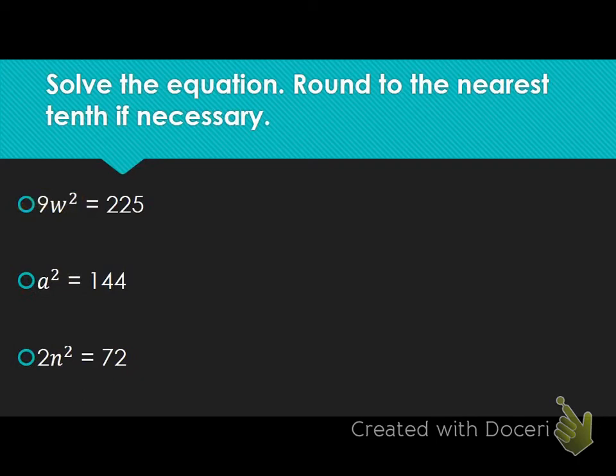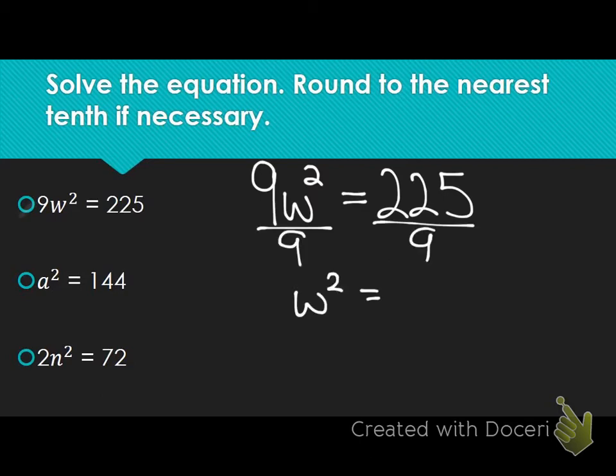9w squared equals 225. So in the first one, 9w squared equals 225. What do I do first? I've got to get w by itself. Do I take the square root first? No. I need to divide both sides by 9. Now that all I'm left with is w squared, how do I get rid of the exponent? I just said it. You take the square root. Take the square root of both sides and w equals 5.